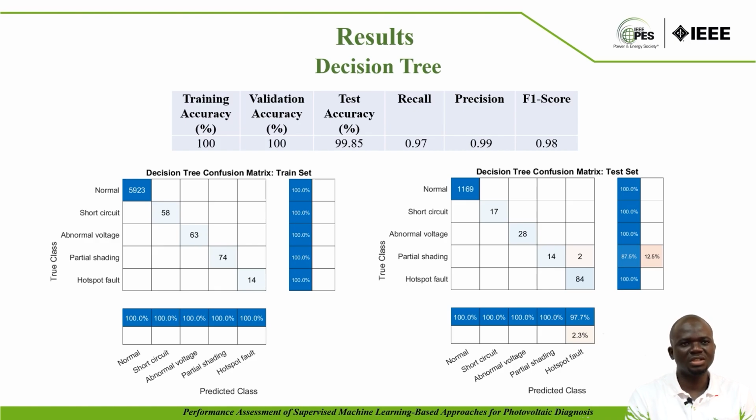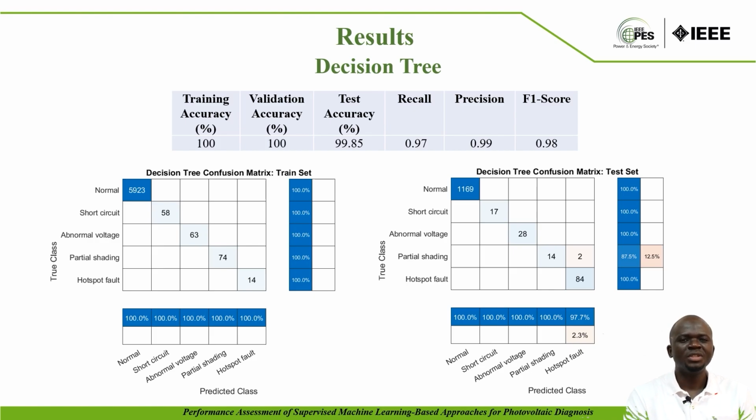So it shows a training accuracy of 100%, a validation accuracy of 100%, test accuracy of 100%. Recall, precision, and F1 score are also shown. The confusion matrix below shows how effectively this decision tree performed in correctly classifying and diagnosing the faults within the solar PV data sets.